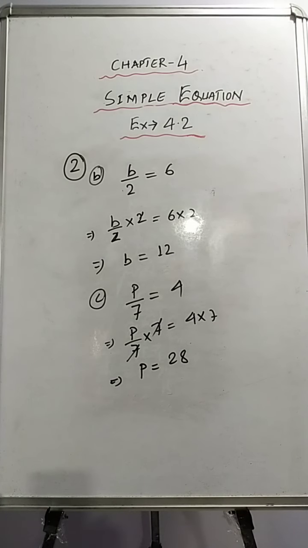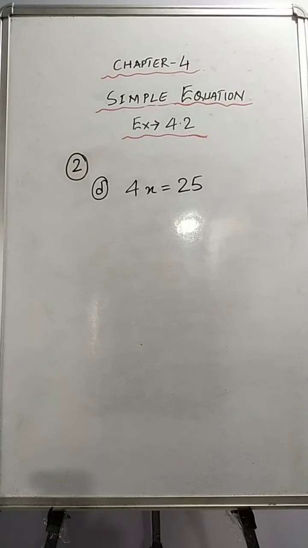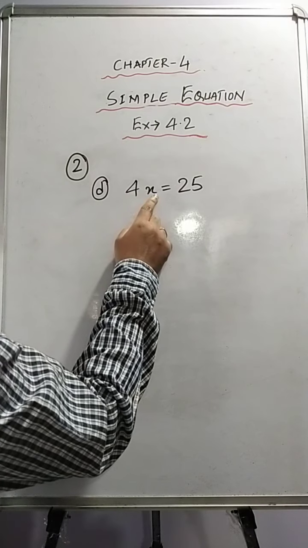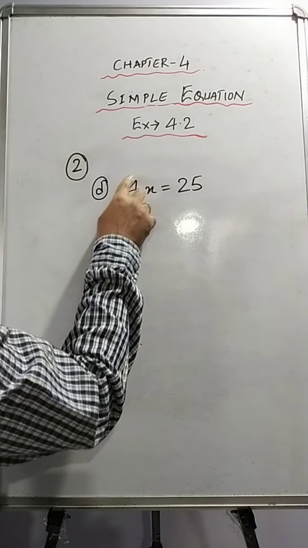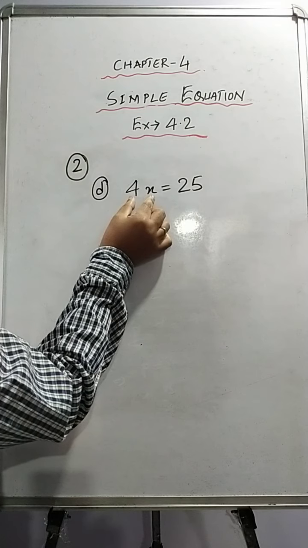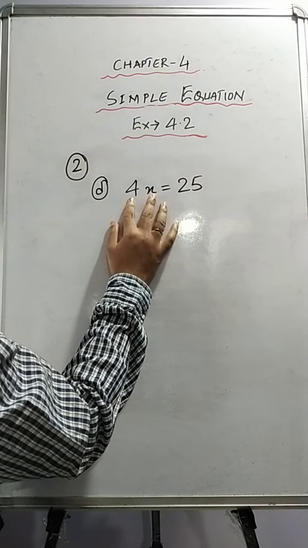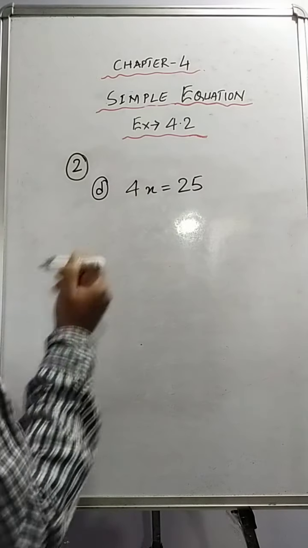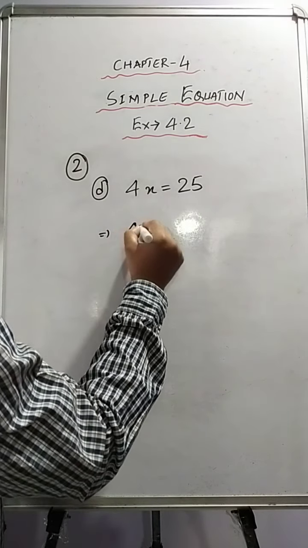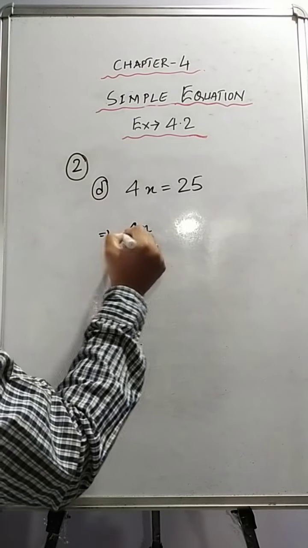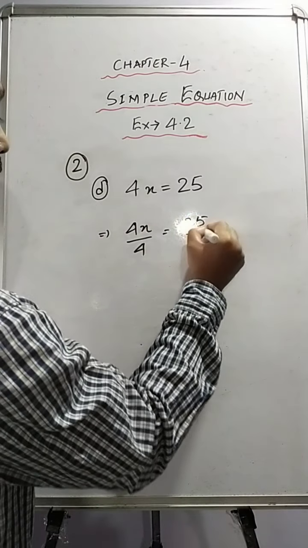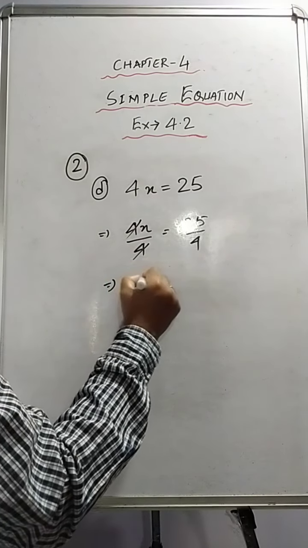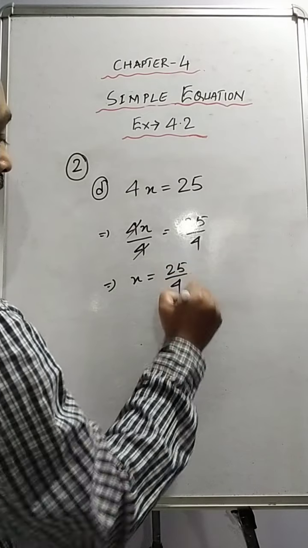Now let's move on to sum number D. We have 4x is equals to 25. Again we have the variable as x and we have to remove this 4. These two terms are in the multiplication form, isn't it? 4x means 4 into x. So how to remove this 4? We have to divide this whole term by 4. So we can cancel this 4, and the same thing we'll do on the right hand side also. We'll divide 25 by 4. Now we'll reduce this 4. So the value of x would be 25 by 4.